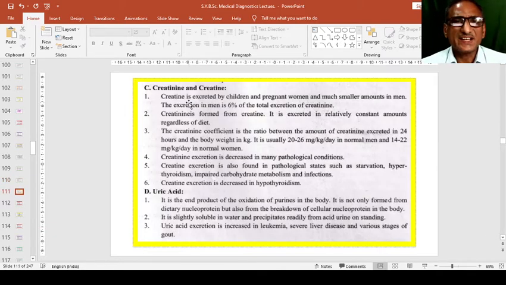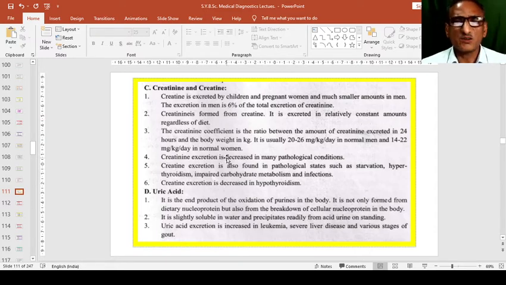Now creatinine and creatine, these are other constituents. So creatinine is excreted by children and pregnant women, and in a much smaller amount in men. So excretion in men is about 6%, whereas creatinine is formed from creatine. It is excreted in relatively constant amounts regardless of the diet.